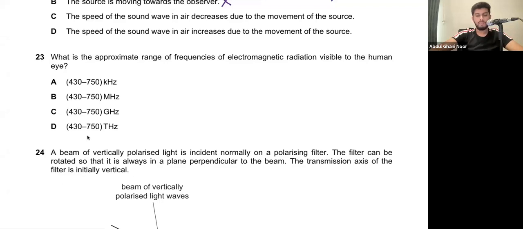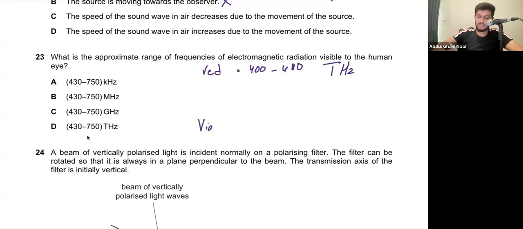You need to remember the frequencies of visible light. So, ultimately speaking, red has a frequency of 400 to 480 terahertz.